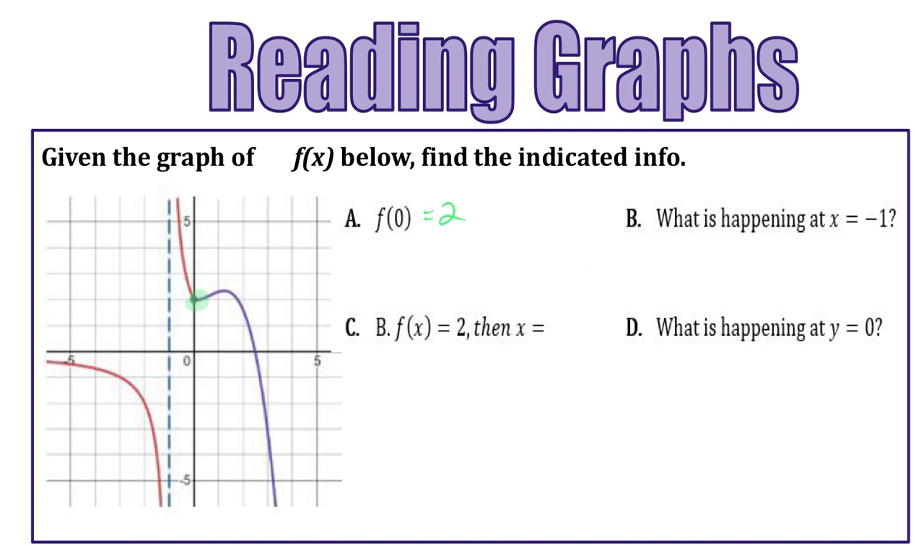For part B, what is happening at x equals -1? Well, at x equals -1, there is a vertical asymptote, which I'm going to abbreviate VA.